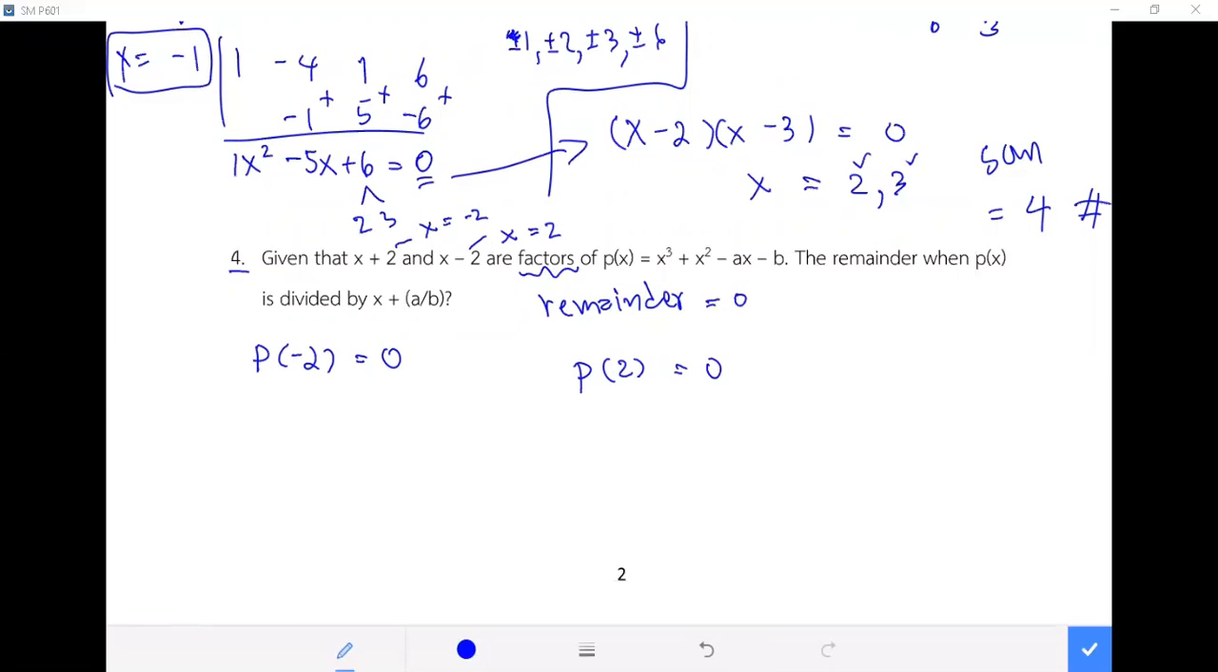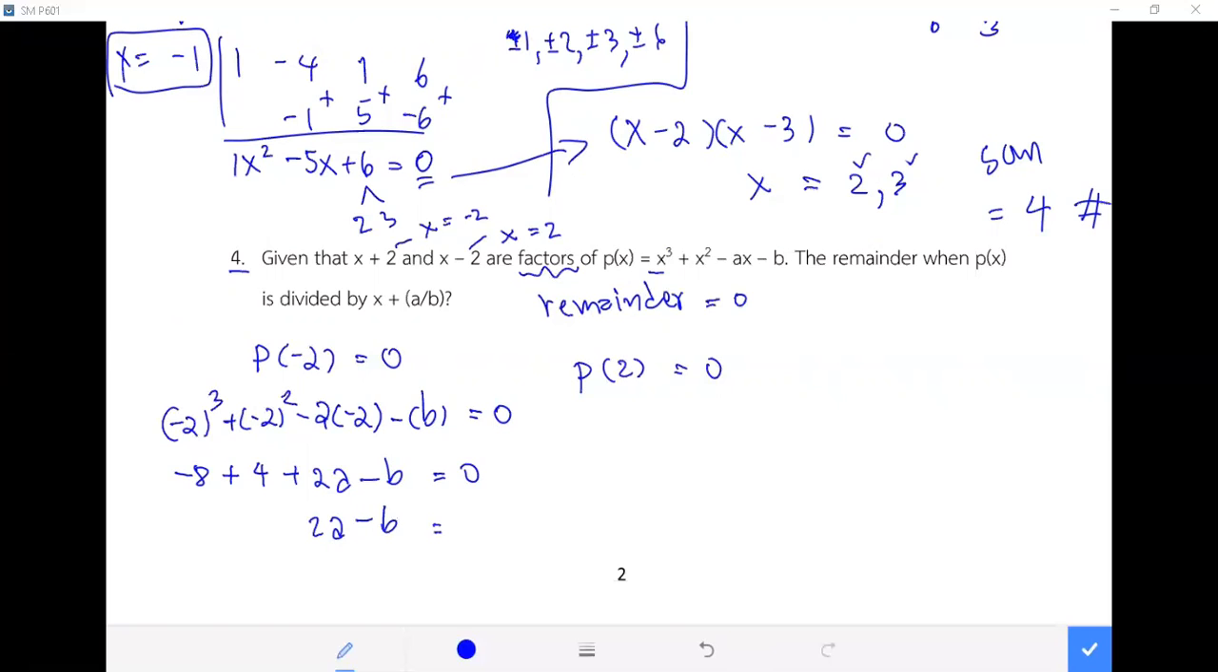Okay, let's do it. When p of negative 2 is 0, what you have is negative 2 cubed, and then negative 2 squared, but negative 2 squared minus a times negative 2 minus b, and that's equal to 0. Negative 8 plus 4, no, I'm sorry, this is a. This is plus 2a minus b is 0. So 2a minus b is negative 4.